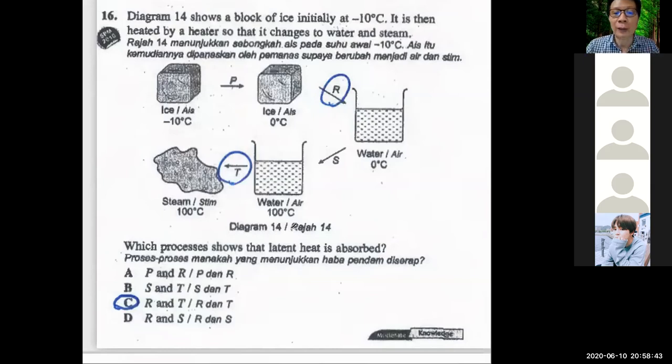Understand? You must see that when there is no change in temperature but a change in the state, it's latent heat. I think I explained very clearly, you all must listen, no? Here, no change in temperature, only change in the state. So it's latent heat. And then this is latent heat of vaporization. Okay, done.